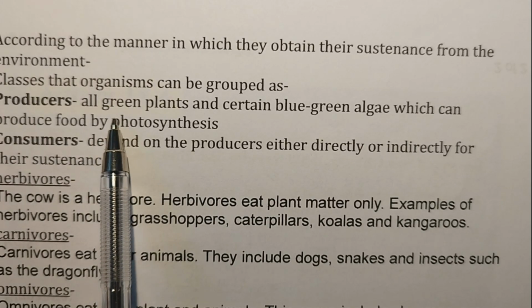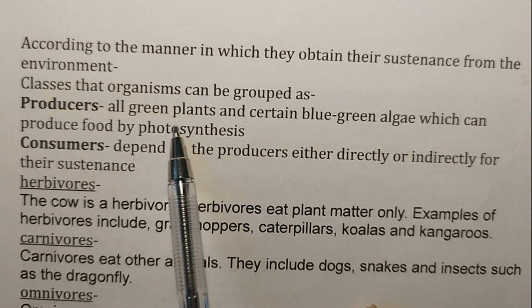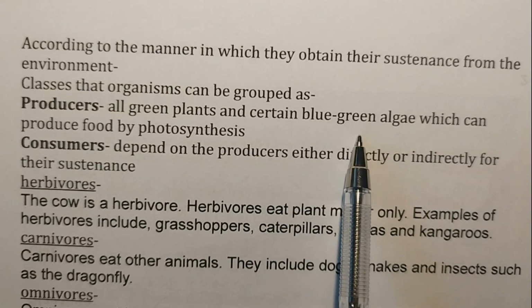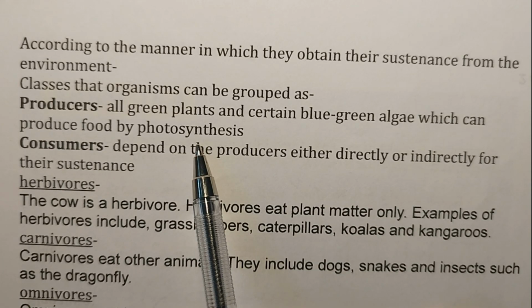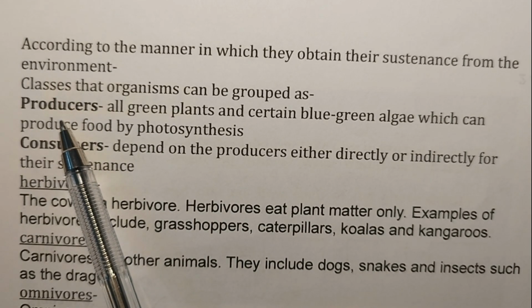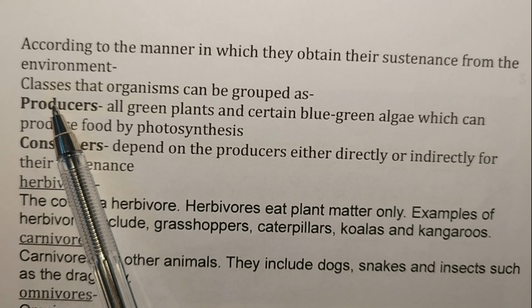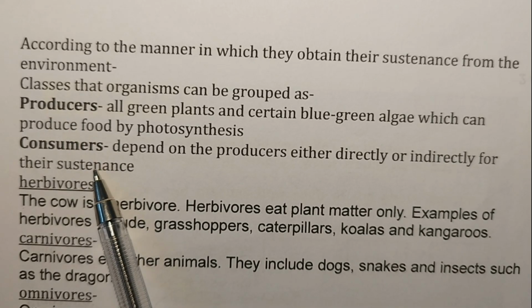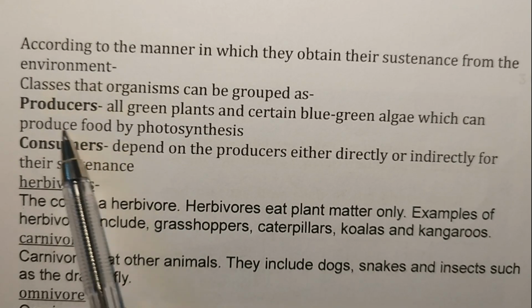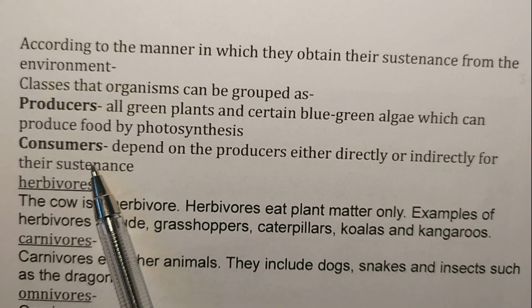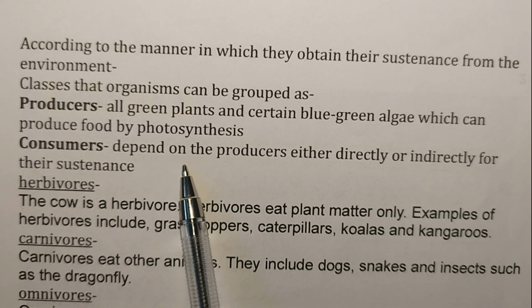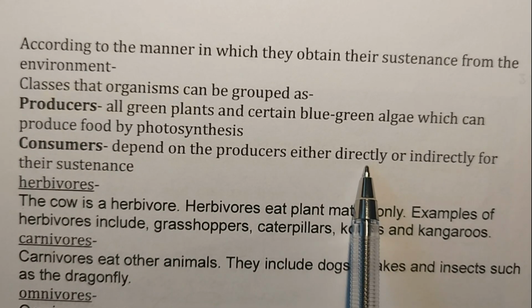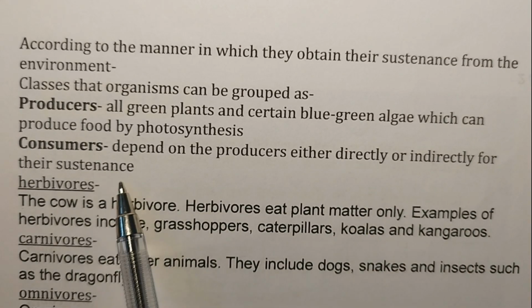And what are these organisms? These are obviously all the green plants and certain blue-green algae that can produce food by using photosynthesis. So these are the main producers. These are the most important component of the ecosystem and even aquarium if you are using them for food production. The second group of organisms is consumers, and they depend on producers directly or indirectly for their sustenance.